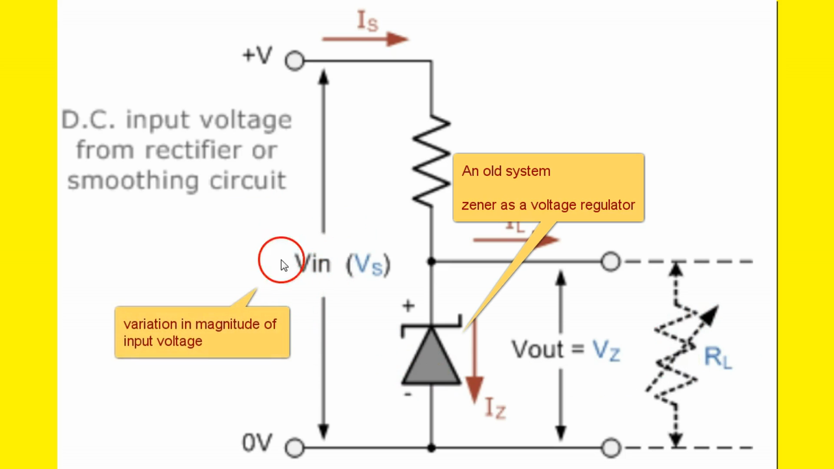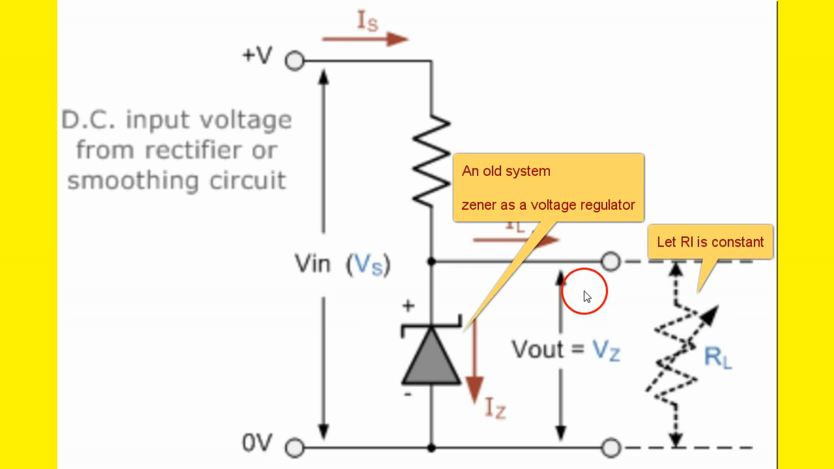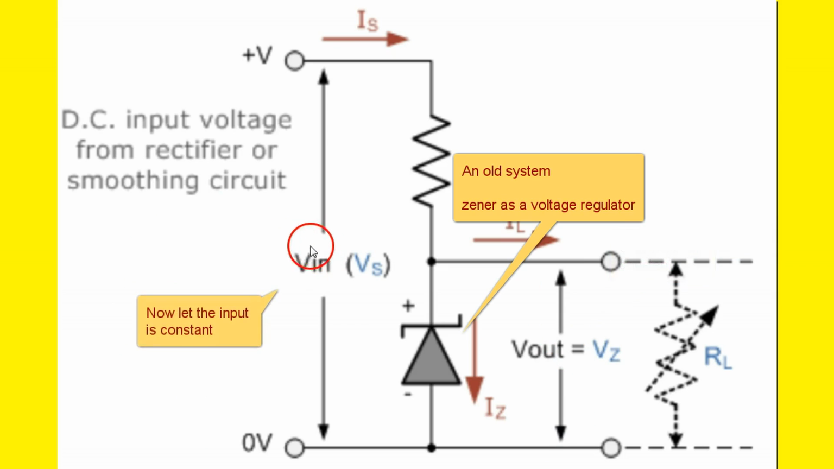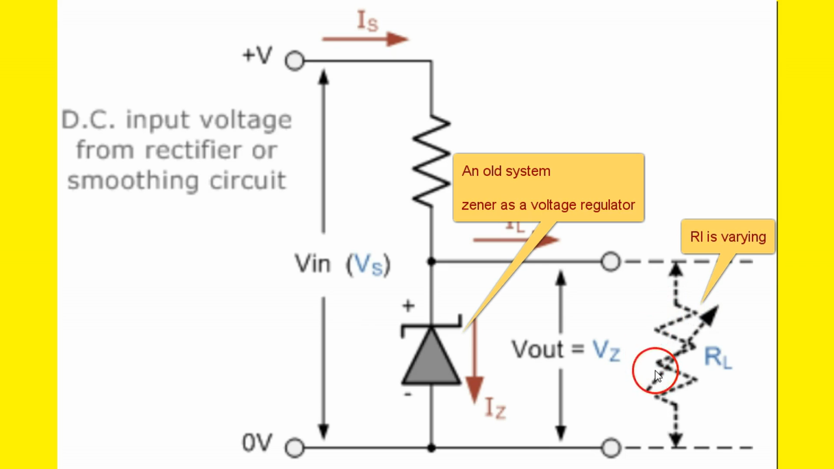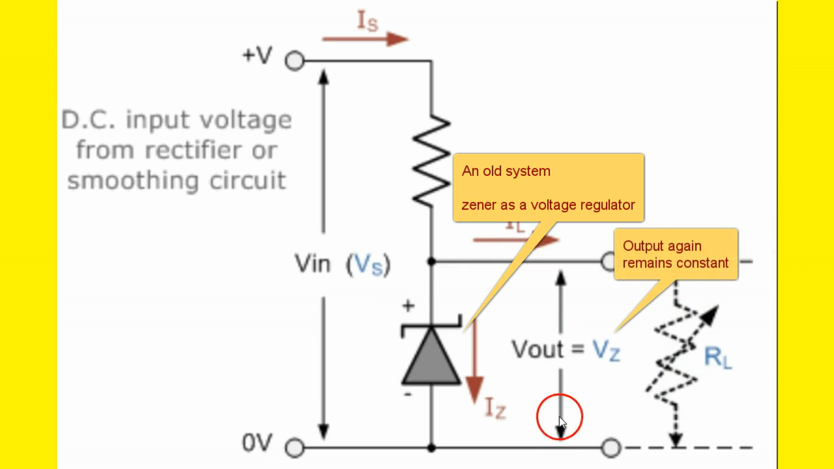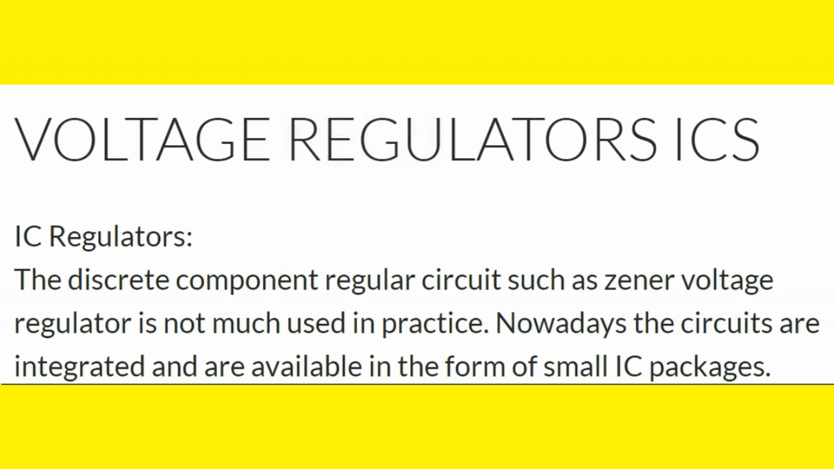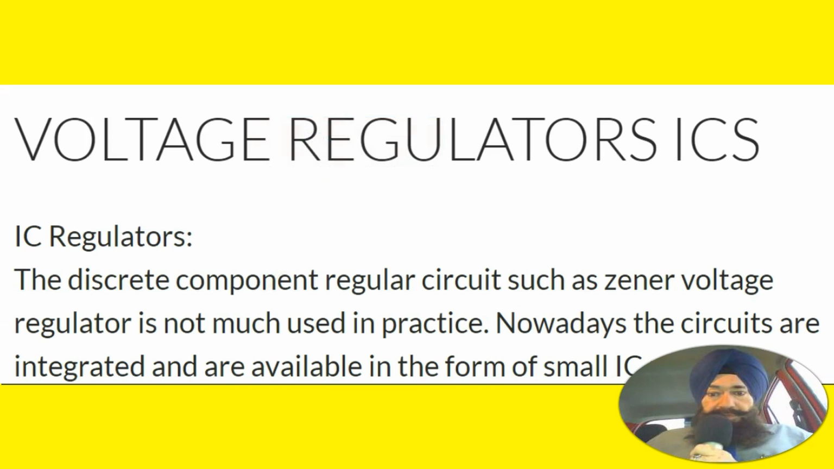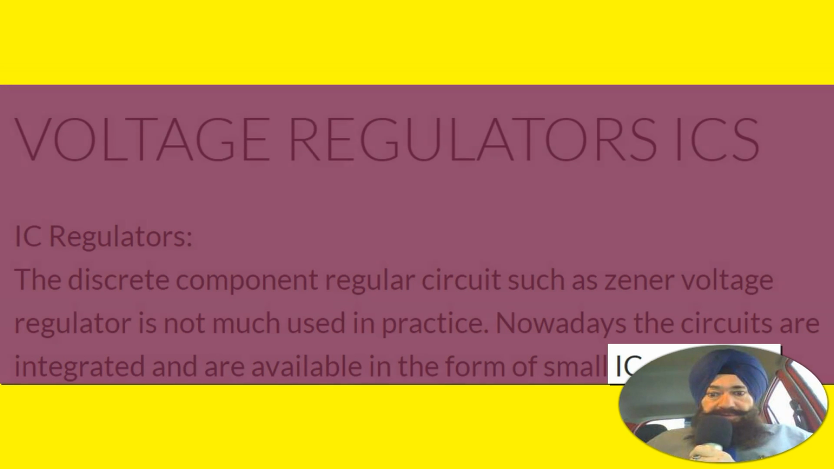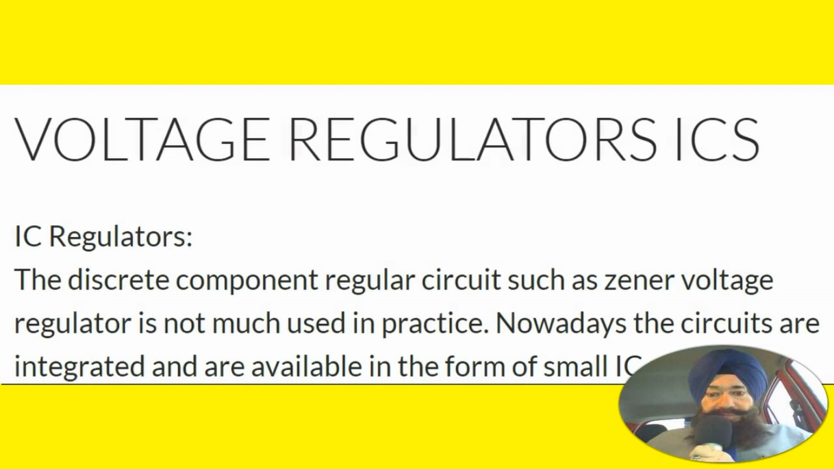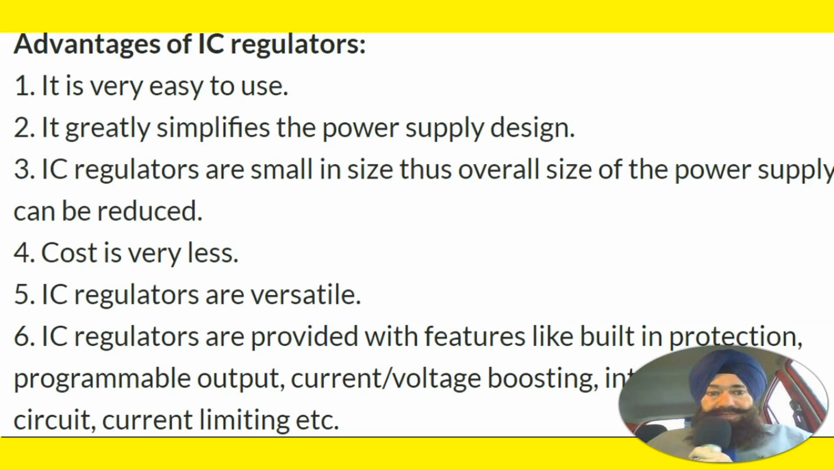So this is a supply input voltage. With variation in the magnitude of the input voltage, the output remains constant, first of all. And second, if the input is constant and the load resistance is variable, even then the output remains constant. So this is how the Zener acts as a voltage regulator. Nowadays, the Zener regulator is not much in use, and integrated circuits are used for voltage regulation.